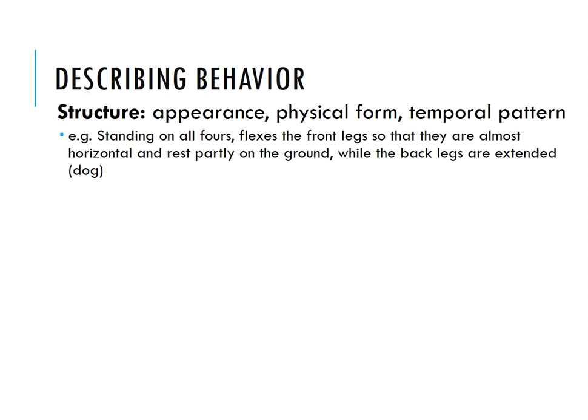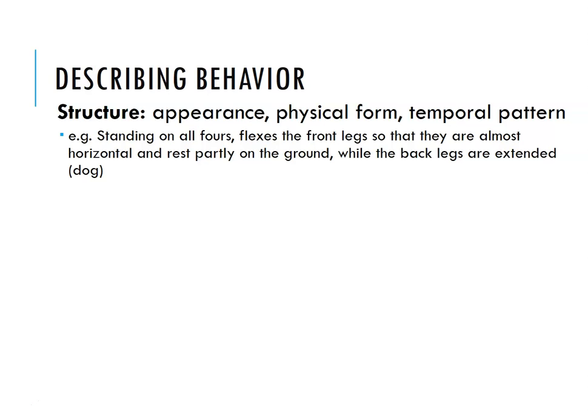So in describing behaviors and coming up with those ethograms, those tables or descriptions of the behaviors that we are going to observe during our study, whether it's observational or experimental, we want to think about certain aspects of the behavior. The first aspect is the structure, right? This is just the appearance, the physical form, the timing of it.